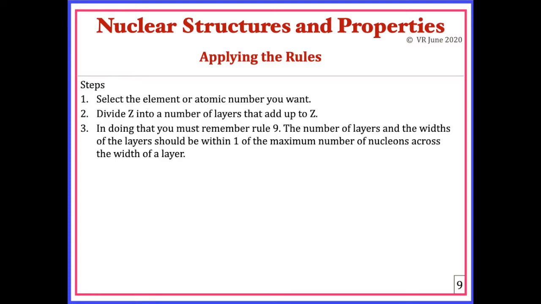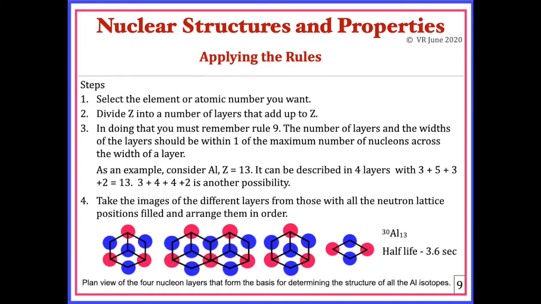The selection should be based on making the nucleus's structure as close to spherical or oval-shaped as possible. That involves selecting layers such that the number of layers is within one of the maximum number of nucleons across the widest dimension of a central layer. Consider aluminium, Z equals 13. It can be divided into 4 layers. Layers with 3, 5, 3, and 2 protons add up to 13 protons and give the atomic number of aluminium. Note that the widest layer, Z equals 5, has 5 nucleon layers across it. That means the aluminium nucleus needs to have at least 3 layers.